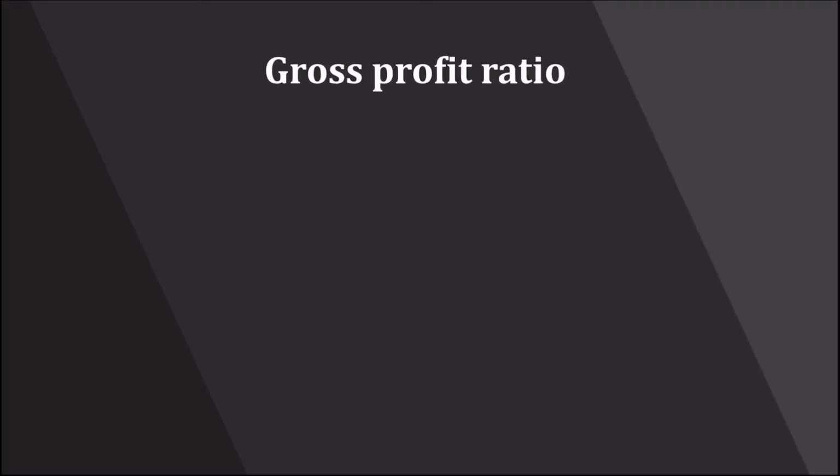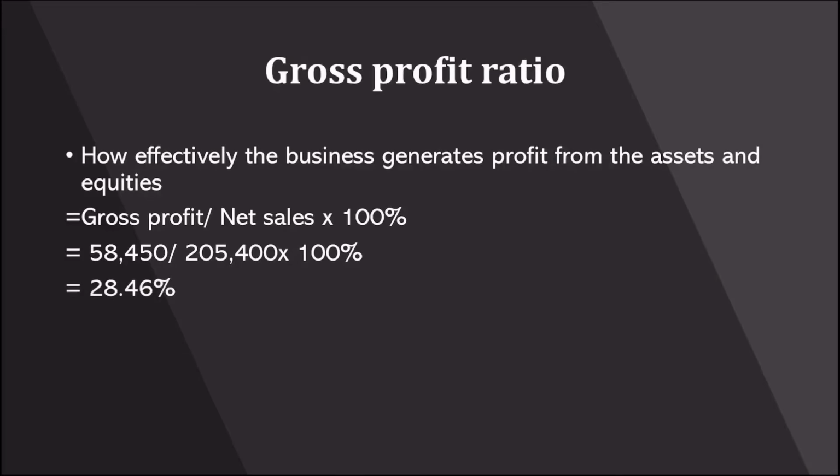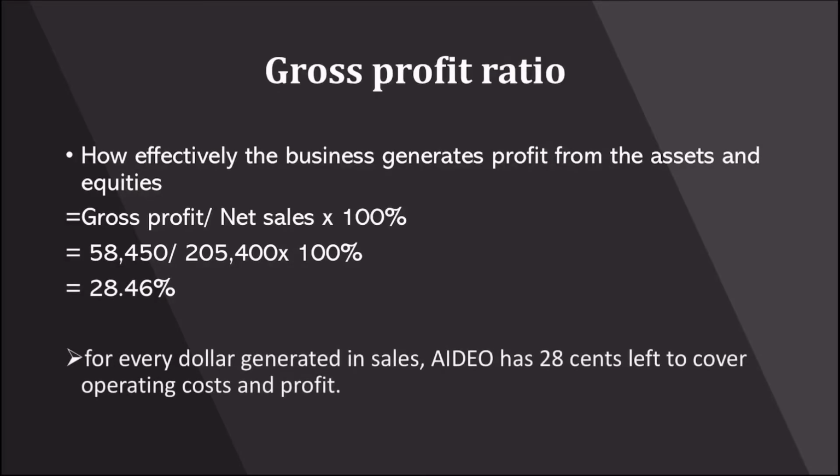The gross profit ratio is calculated to show how efficiently the business generates profit from its sales. Using the formula shown, Adyo's gross profit ratio is calculated as 28.46%. This indicates that Adyo is generating 28 cents of gross profit for every dollar of revenue it is earning. This also means that Adyo has 28 cents left to cover the operating costs.